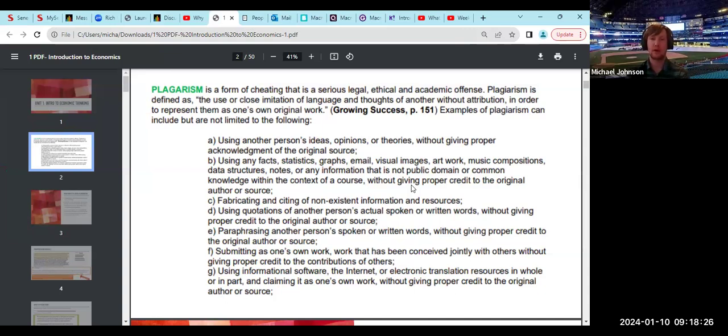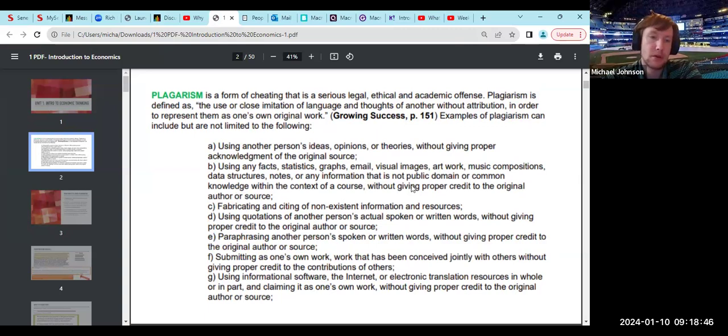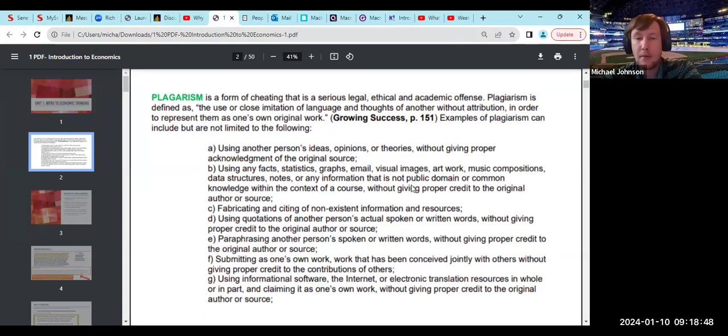Examples of plagiarism include all the following. Basically, copying other people's work and not giving credit, that's plagiarism. So make sure to write things in your own words when you're doing work. I recommend that.